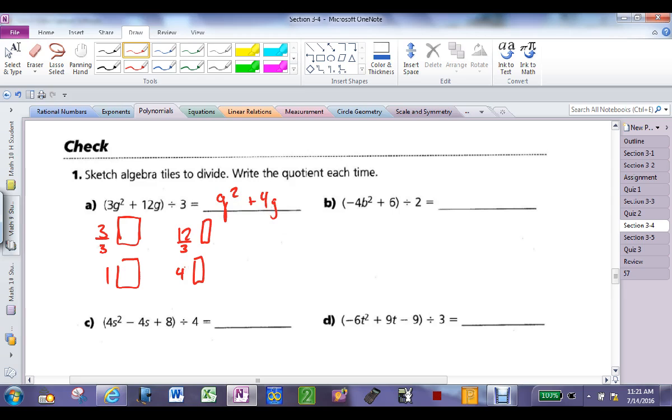Got it? What do I got here? Negative 4 b squareds. And 6 little guys. Cut into what size group? 2. Divide by 2, so what do I get? Negative 2 big guys and 3 little guys. What's the answer?